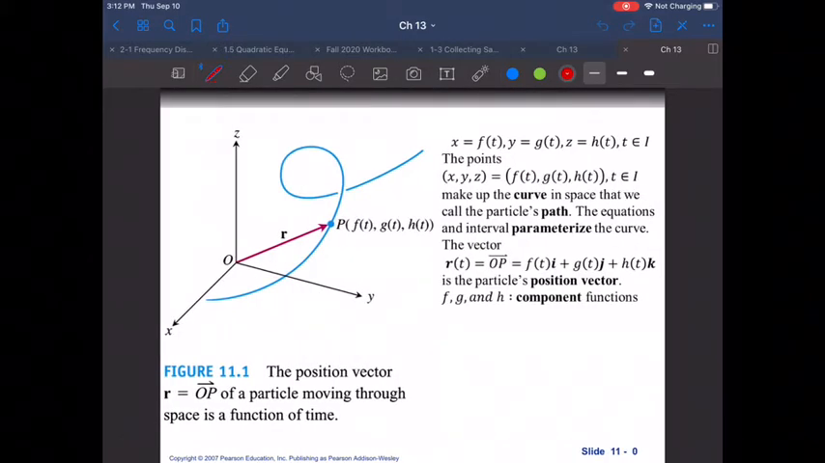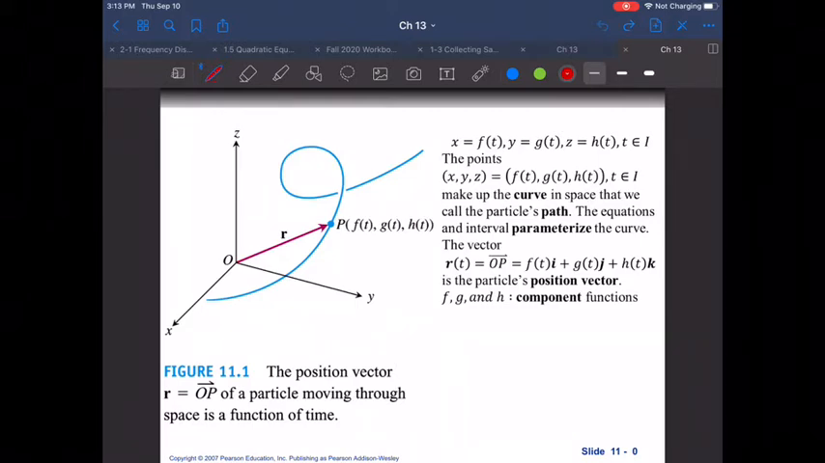If we have some sort of curve going off in three-dimensional space, you're going to essentially make this a parameterized function almost. You divide this up into its components, and there's going to be a function for each of the three components, x, y, and z. All the points that these functions make together for their corresponding values of t will be points on the curve. Your x, y, and z will be individual little functions like that, and they make up the curve in the space that we call the particle's path.